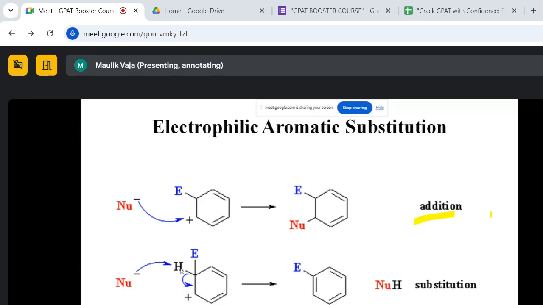This is a question from GPAT. What is the reason why benzene undergoes substitution reaction? They will give a long, big sentence with four options. What is the reason? Can anyone answer?